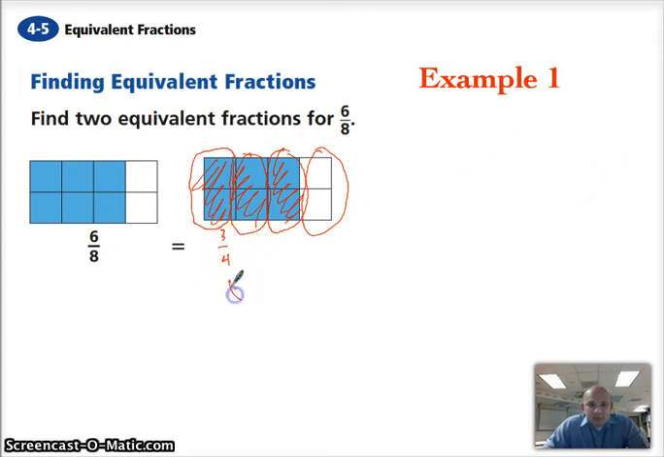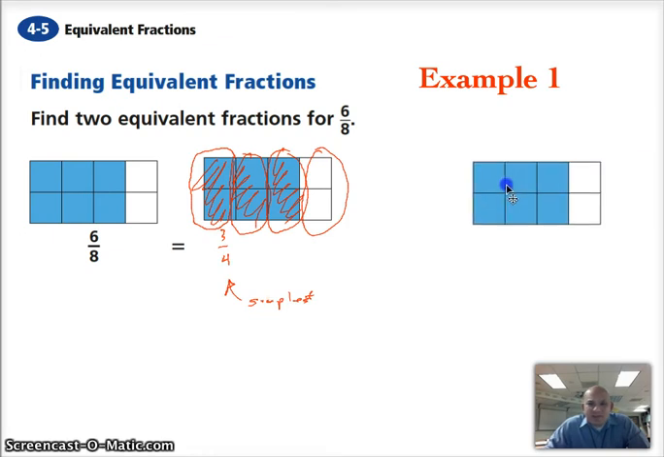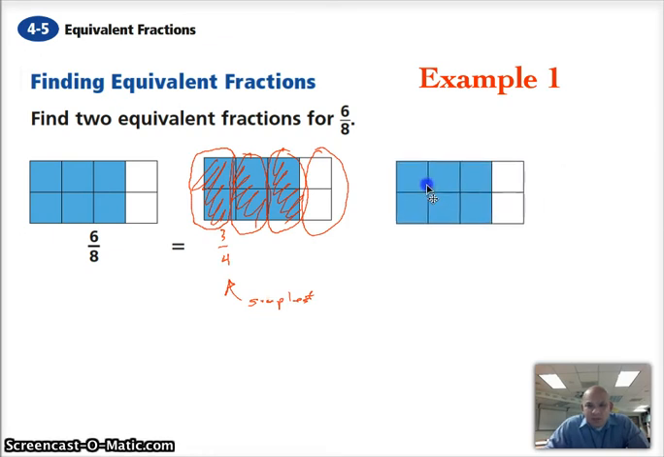And actually what has happened here, this is in simplest form if we wanted to be specific, because the greatest common factor of both the numerator and denominator is 1. Let's go ahead and take a look at another equivalent fraction. Know that there's an infinite number of equivalent fractions that we could make. We just don't have the time to find them all.